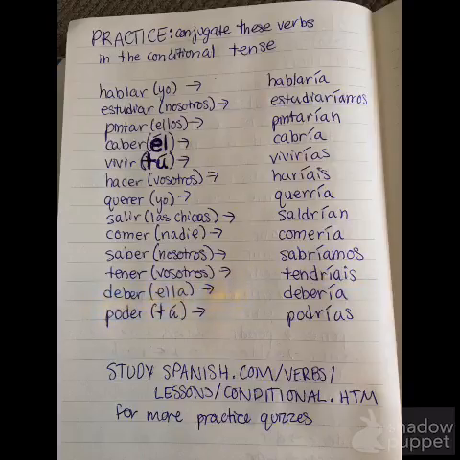Deber in the ella form is debería, and that means she should. Poder in the tú form is podrías, which means you could. Because with these two, it wouldn't really make sense to say, like, "you would can." That doesn't make sense. So it would be "you could" in English.